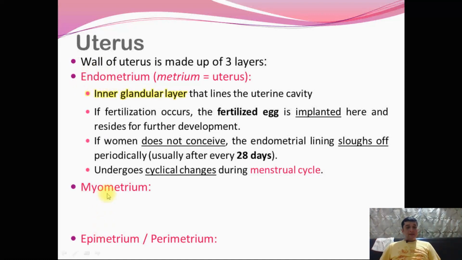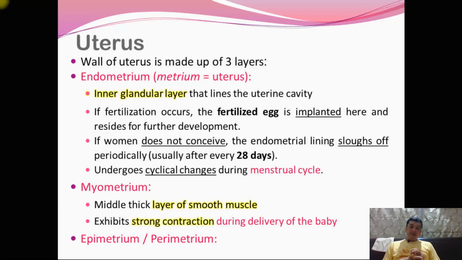Moving towards the second one, the myometrium. As I told you, it is a middle thick layer of smooth muscle, and that exhibits strong contraction for delivery of the baby. Now, this we have learned in the case of the endocrine system, but again I am revising, right. When the 9-month phase is completed, there are 3 trimesters in the pregnancy.